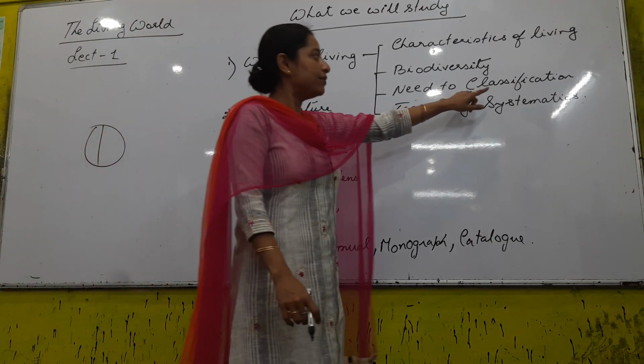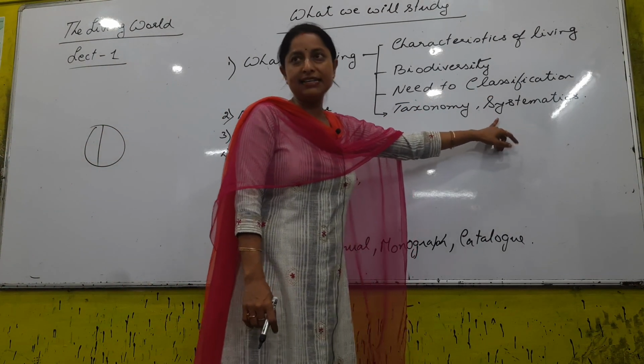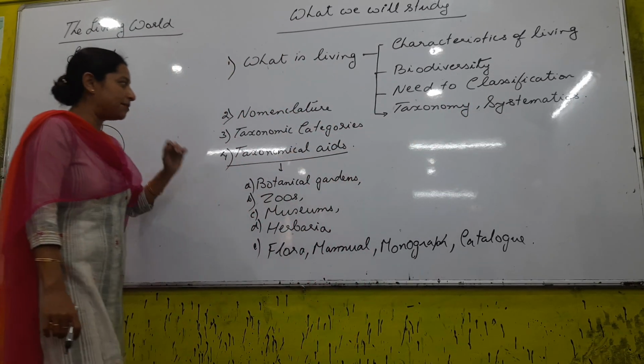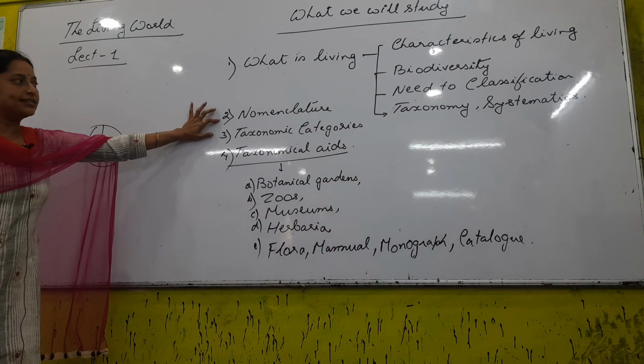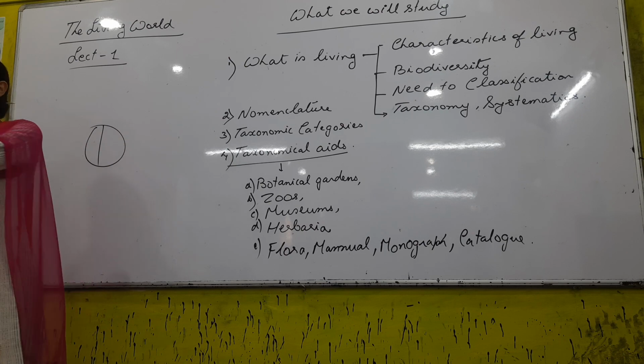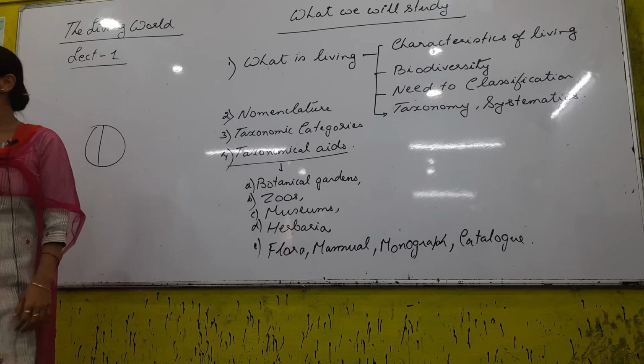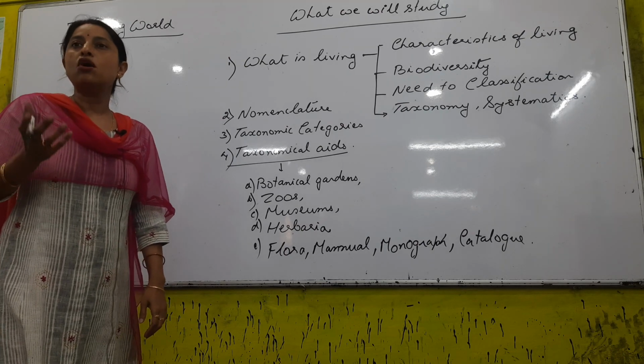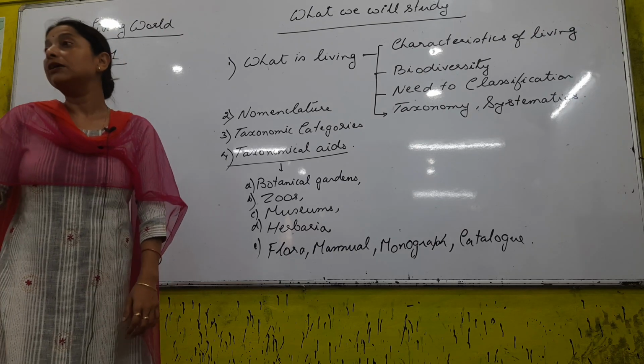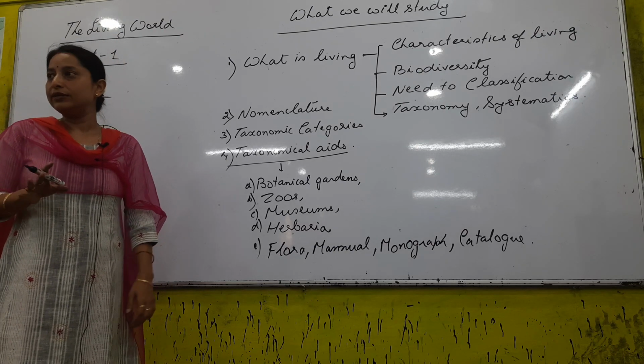Next are the three words: classification, taxonomy, and systematics. What is the meaning, etc. Apart from that, the next point is nomenclature. As the name suggests, giving a name to an organism is called nomenclature. And the most common type of nomenclature that we have heard is binomial nomenclature.